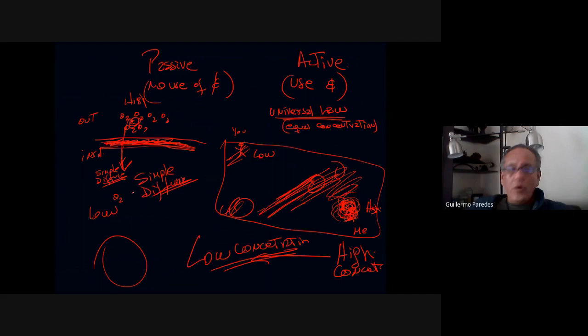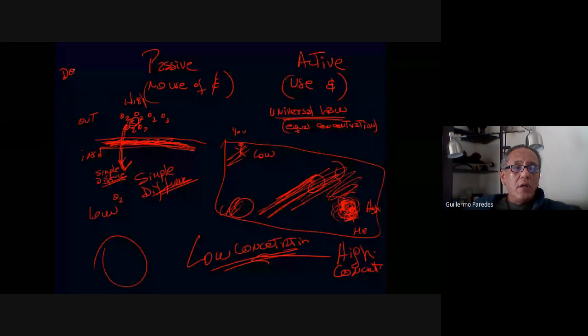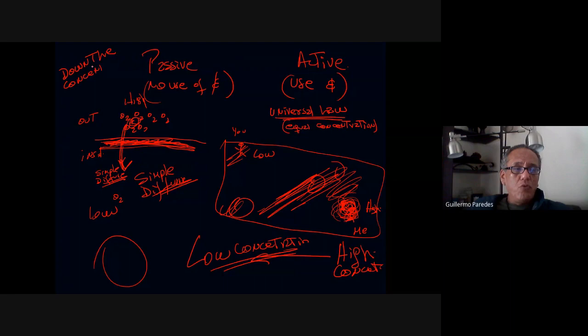Okay, perfect. So now this pathway, going from high to low concentration, is going to be called down the concentration gradient. You need to remember that. What is down the concentration gradient? Again, when the substance goes from high to low concentration. You okay with that? This is a must. This is open eyes, open ears, 10 times.